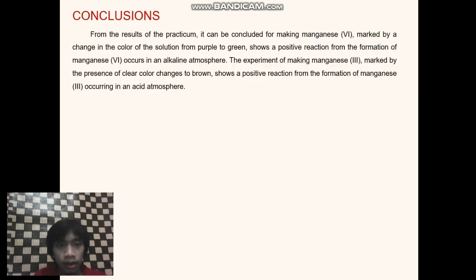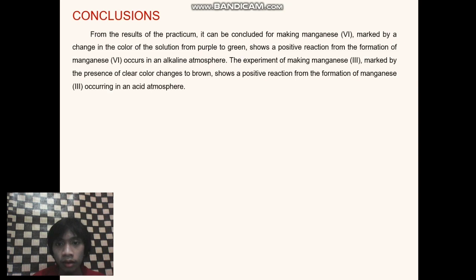Conclusion: from the result of the practicum, it can be concluded that the making of manganese 6 is marked by a change in the color of the solution from purple to green. So a positive reaction from the formation of manganese 6 occurs in an alkaline atmosphere.